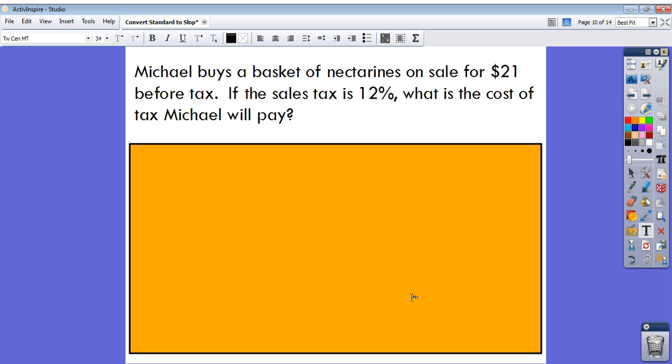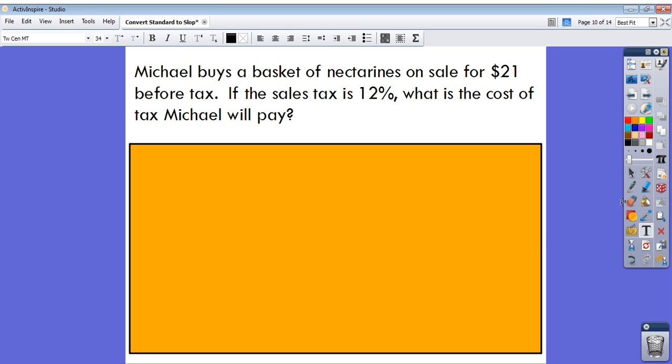Hi guys, today we're going to work on some word problems that involve percentages and tax, tip, and discount. Let's take a look. Michael buys a basket of nectarines on sale for $21 before tax. If the sales tax is 12%, what is the cost of tax Michael will pay?